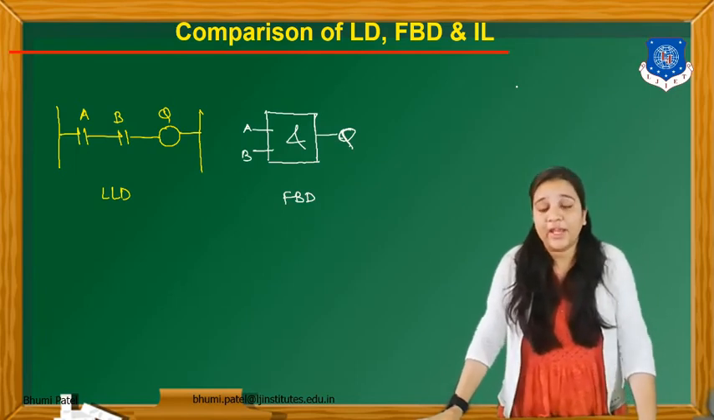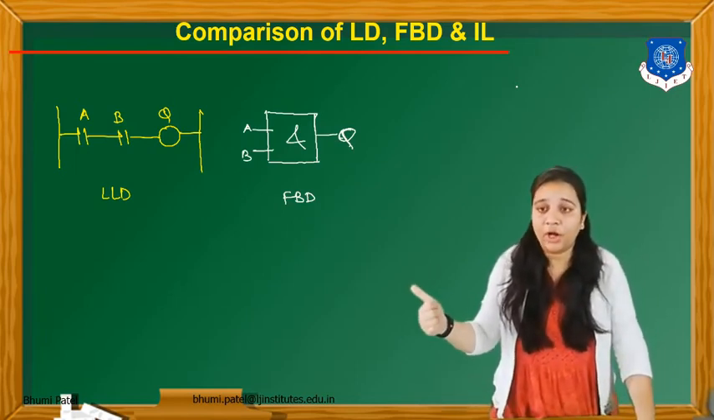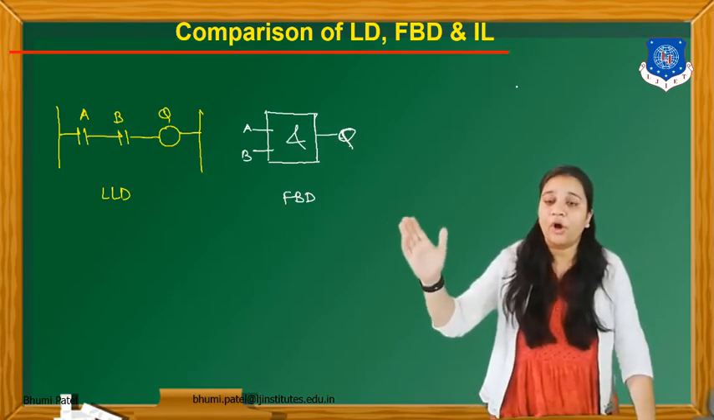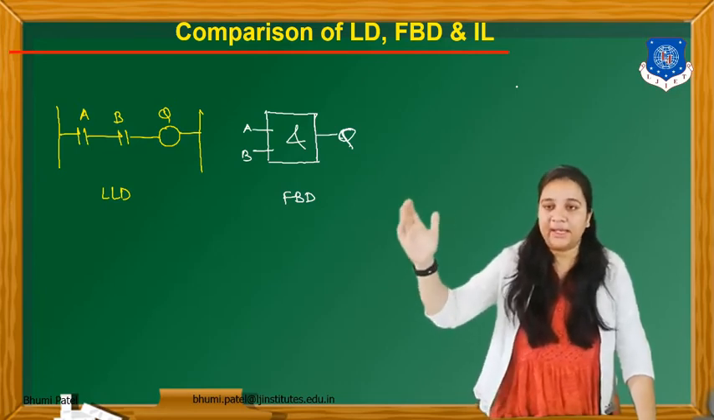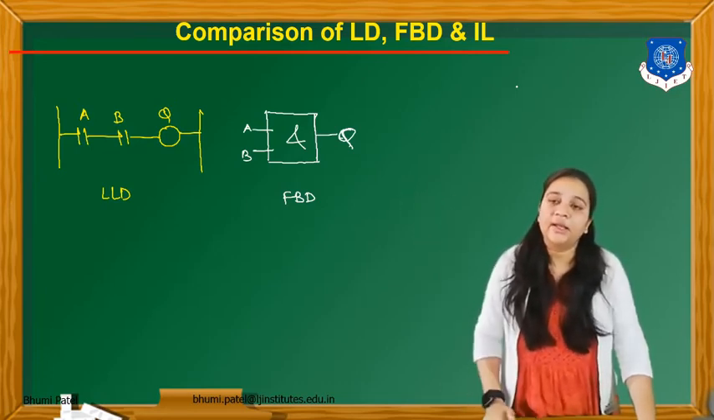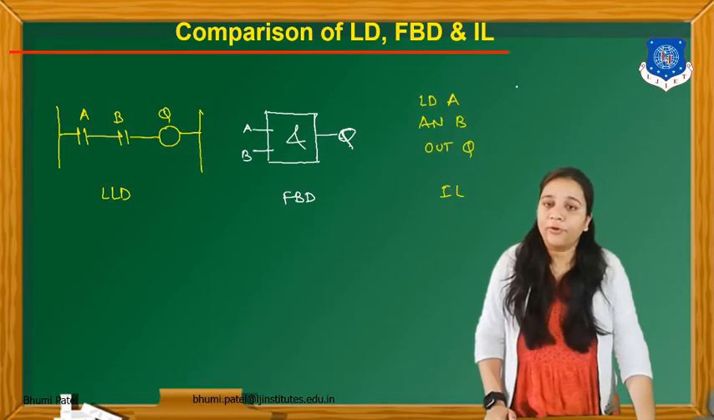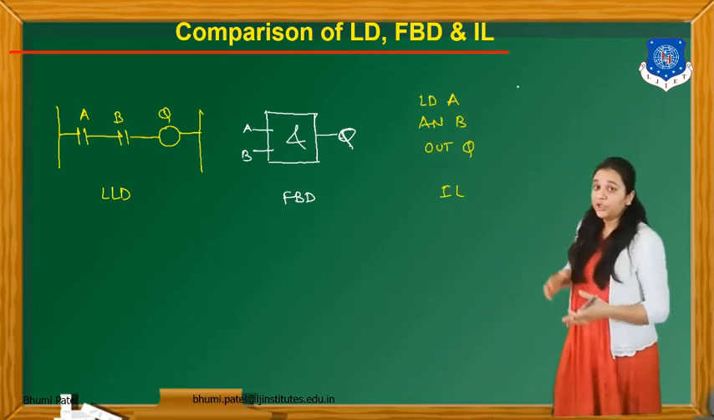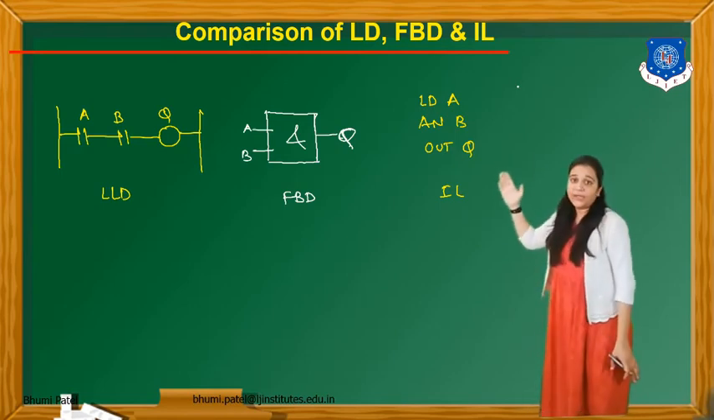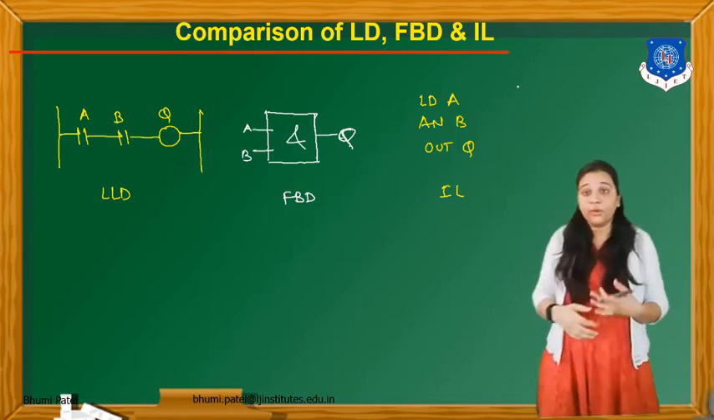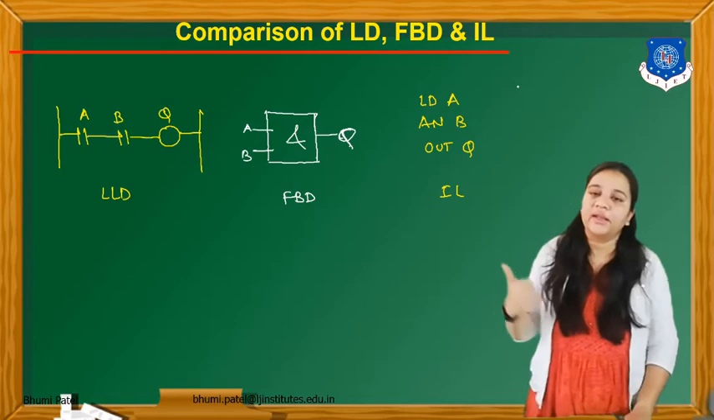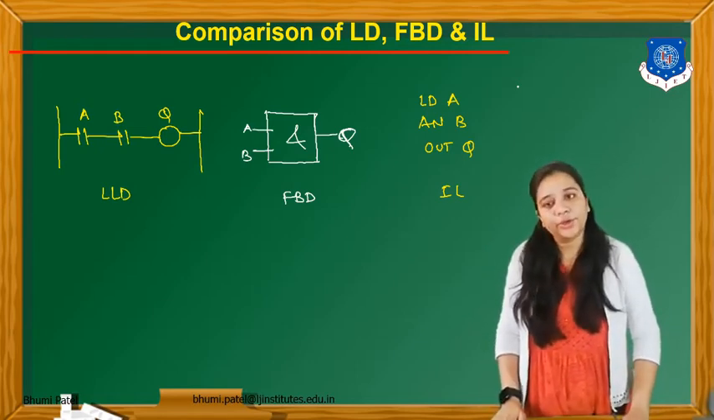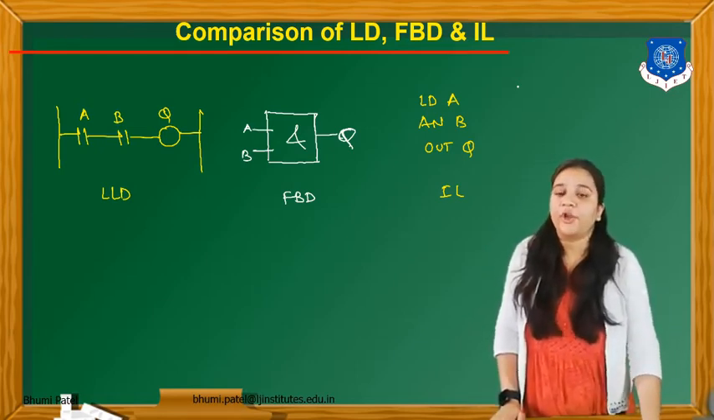Okay, so if we have to draw it in the function block, this is the function block for the same logic: A AND B, and we can get the Q output. And if we have to write the instruction list program, first of all we have to load the input, then AND with B and we can get the output Q. So this is the format of the instruction list.